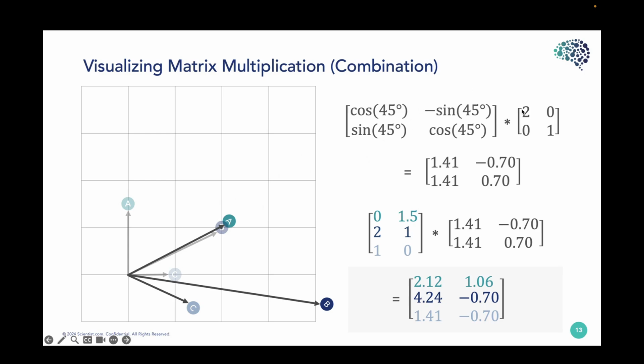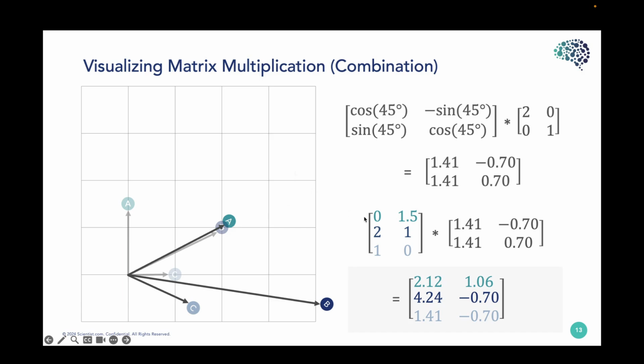Matrix multiplication is not commutative like scalar multiplication is. So if I were to swap these, if I were to move the scaling matrix to the front and multiply it by the rotational matrix, I would end up with a different matrix here, and that would correspond to scaling then rotating, which would give us a different set of vectors.